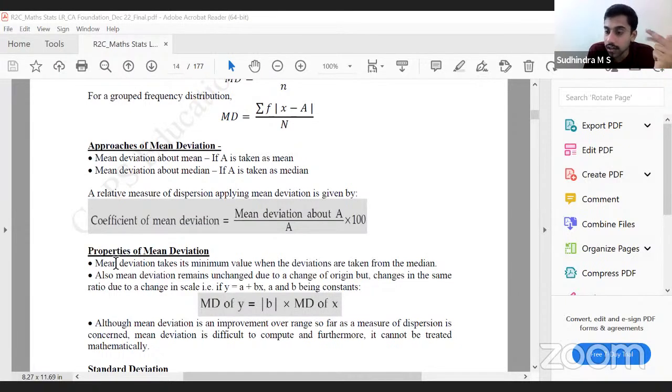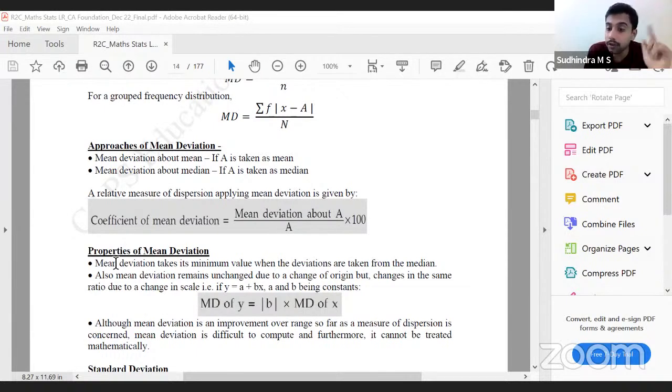Same concept of change of scale and origin: it doesn't get affected by change of origin, but gets affected by change in scale. Therefore, if y is equal to a plus b into x, if we want mean deviation of y, mean deviation of y will be modulus of b into mean deviation of x.